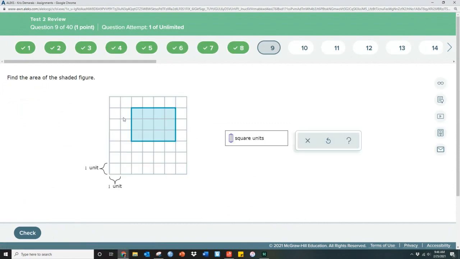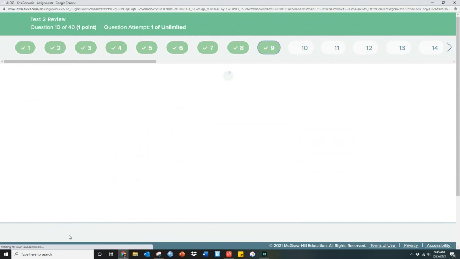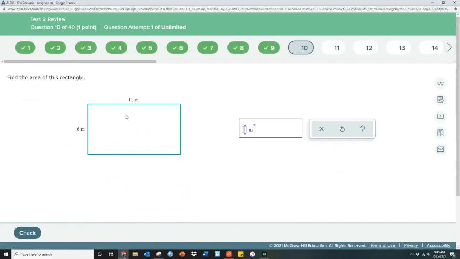All right, now this one is the shaded region. All you got to do is multiply 3 times 4, or more simply 12. You can count them up physically if you wanted to without multiplication, but that's time consuming. In this case, you're looking for the area of the rectangle, so it's 6 times 11, or 66.